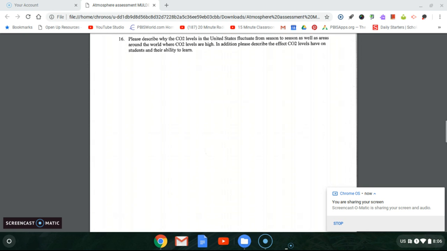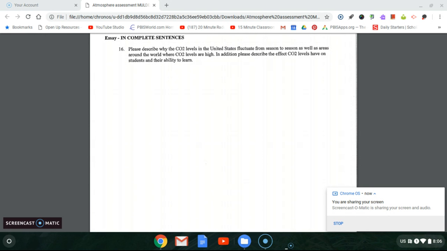Number 16 also has several answers. Please describe why the CO2 levels in the United States fluctuate from season to season, as well as areas around the world where CO2 levels are high. In addition, please describe the effect CO2 levels have on students and their ability to learn.